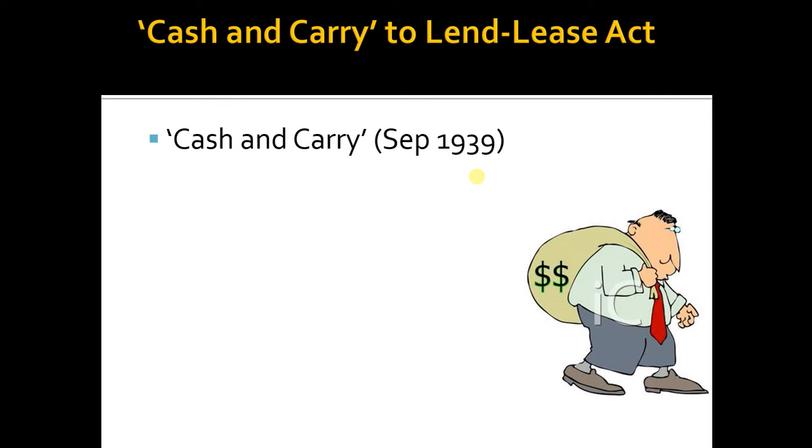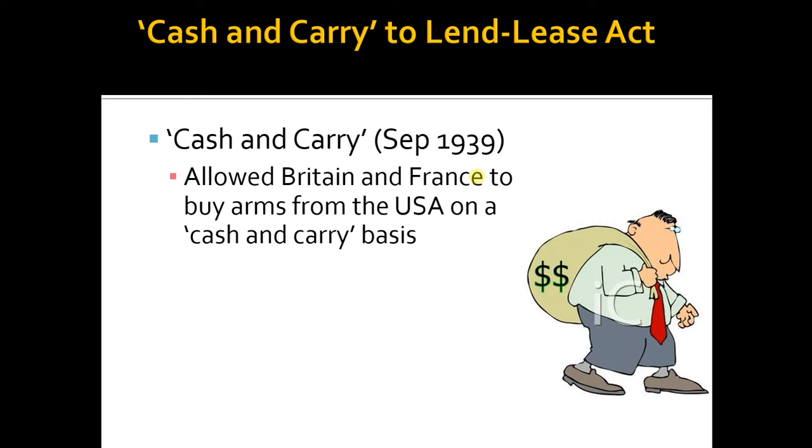So firstly, there was this cash and carry policy that the USA adopted in 1939, which basically made it move away from the Neutrality Act. So instead of staying neutral and keeping out of others' affairs, the Cash and Carry Act was put in place. And this allowed Britain and France to buy arms from the USA. If you look at the date, September 1939, this was when World War II started, basically when Germany invaded Poland, causing Britain and France to declare war on Germany.